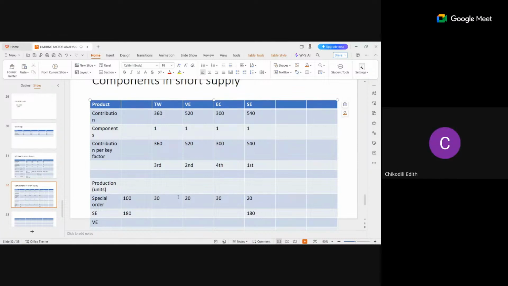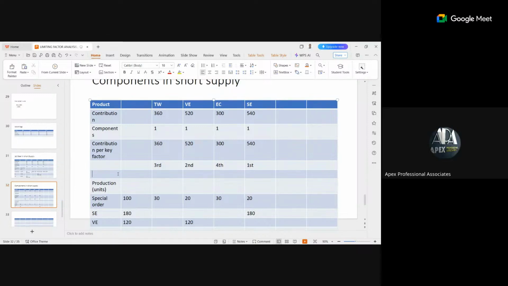So for VE, the total units we ought to produce is 200. We have allocated 20 to the special order. How many do we have left? 180. But based on our resources, we only have 120. How many units of VE can we produce with 120 components? 120. Yes, sir. So that is how it works.